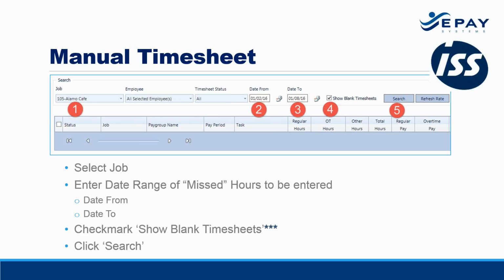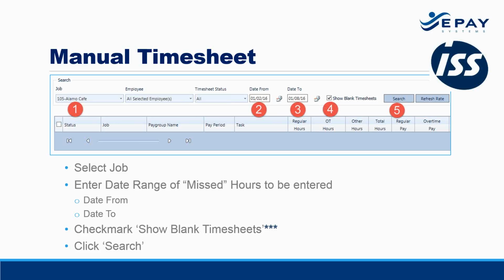Step 4, check mark the Show Blank Timesheets icon. And a question I always get here is, why are we focused on blank timesheets? We need time, don't we? Well, yeah, you do need time, but here's the kicker. The manual timesheets are going to be blank because there's no time in manually unless you go in there and enter it. So if you go in there and manually enter some time, after that, the timesheet is no longer blank.